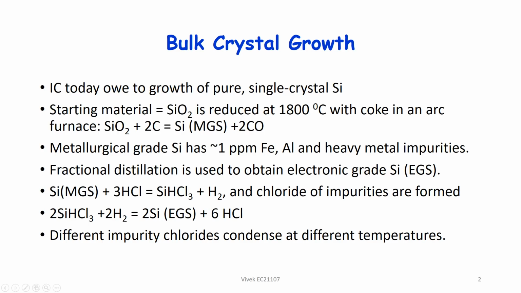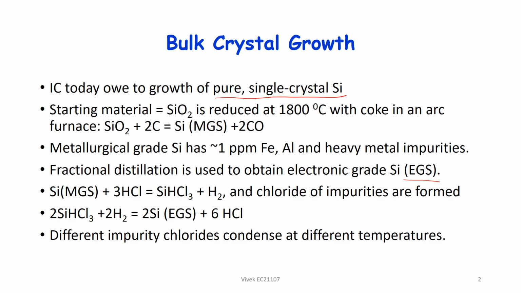So first of all, bulk semiconductor crystal growth. It is very important to have a single crystal substrate, whether it is silicon or gallium arsenide. We have to have a single crystal silicon, also called electronic grade silicon (EGS). Now, IC growth that we see today is due to pure single crystal silicon. It is very important to obtain a pure single crystal silicon.